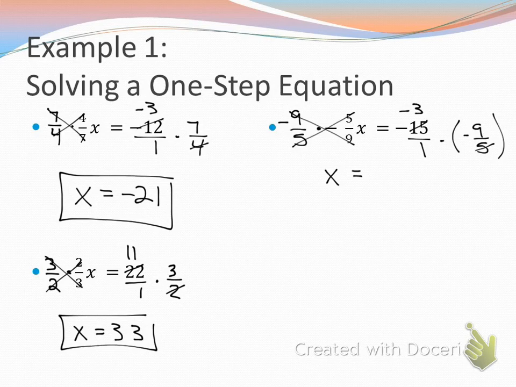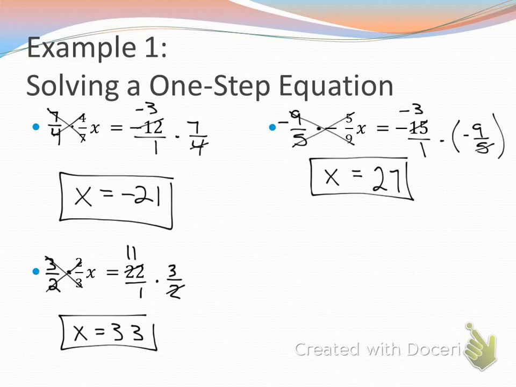And now, again, make sure that you've got your signs right. What is negative 3 times negative 9? 27. Positive 27. Very good. All right, and that's my answer. Any questions on just multiplying by the reciprocal to solve for the equation?